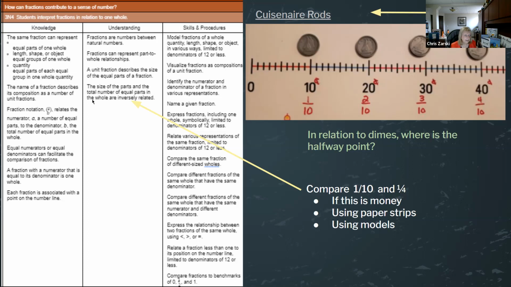The size of the parts and the total number of parts in the whole are inversely related. That's one of your outcomes. Now, that's a mouthful. Fractions are not everybody's ball game. Not everybody loves fractions, and not even adults love fractions, right? And I'm sure there's lots of you that are teaching them saying, this is not my most favorite place to be. But if I wanted to actually say that to a student, and I'm not even strong in fractions, and you said to me, did you know that the size of the parts and the total number of parts of equal parts are inversely proportional to the size of the whole? Wow, that's a big ask for a student.